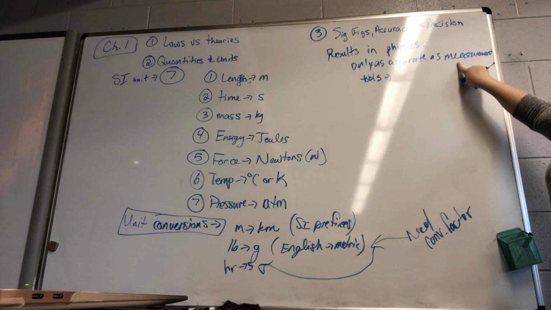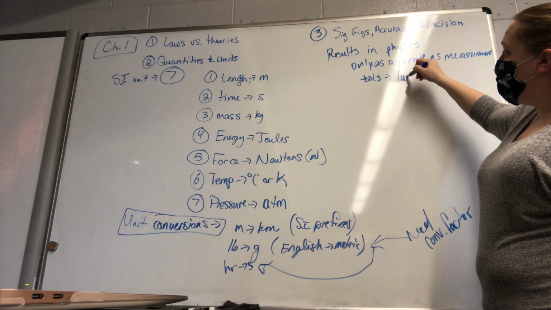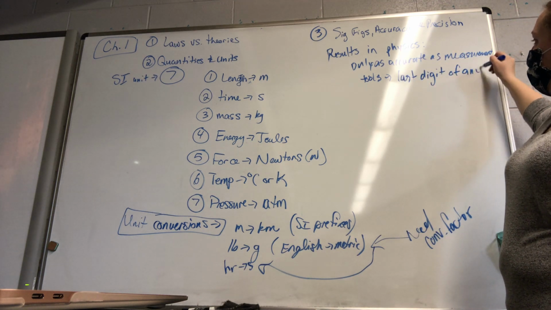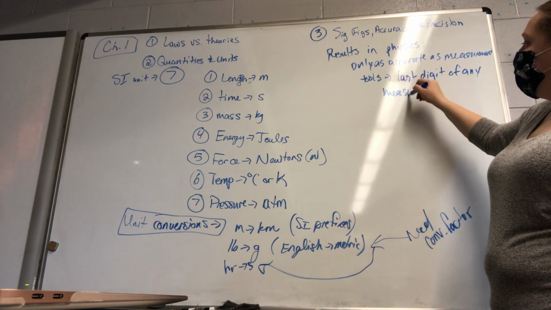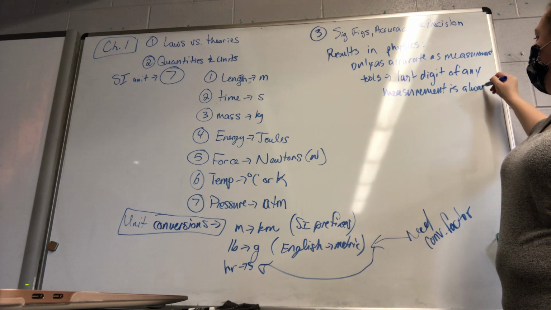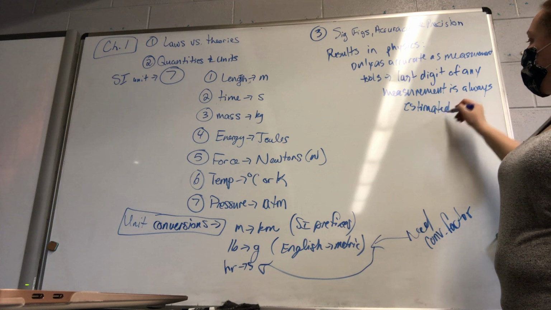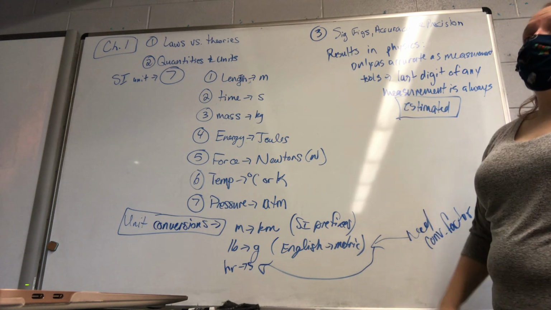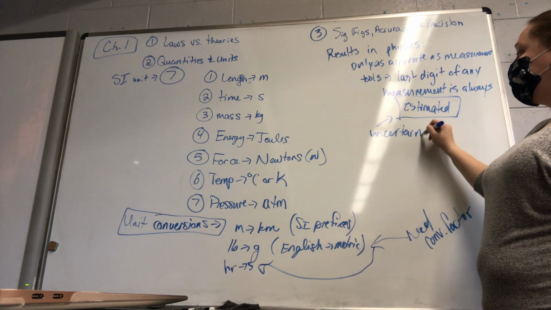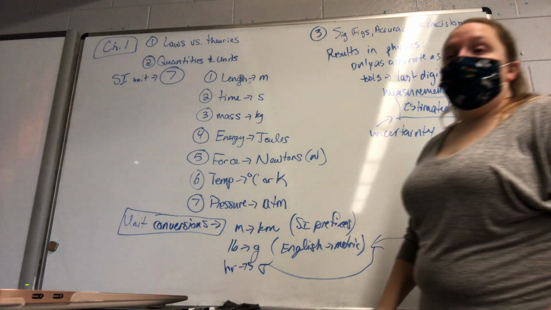When we say that results are only as accurate as the measurement tools, we can think like the last digit of any measurement is always estimated. So that last digit is where we introduce uncertainty. And that was something that was discussed in this section as well. How to calculate a percent uncertainty, what uncertainty means, and so on.